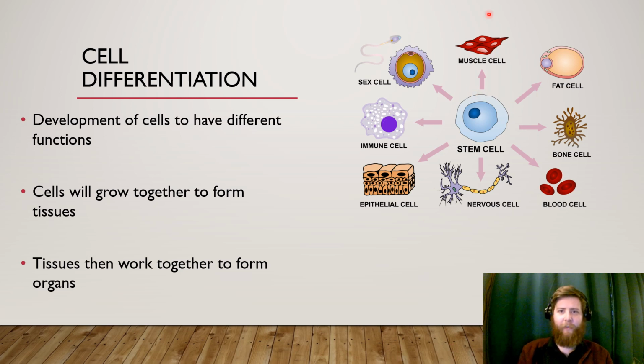But if we take muscle cells and we form a whole bunch of them, we have muscle tissue. And then if we form a whole bunch of those tissues together, now we have a bicep, which is an organ. We have a muscle organ now.